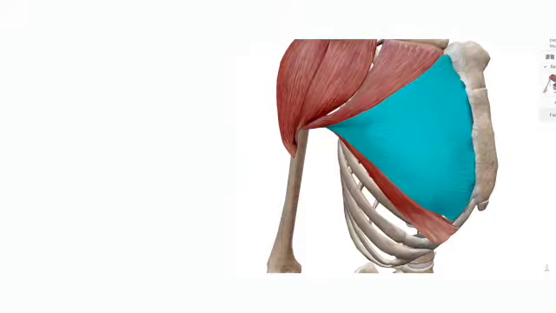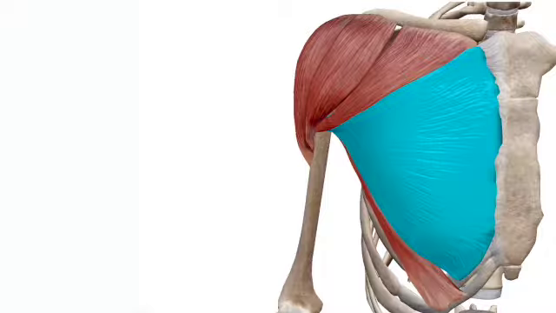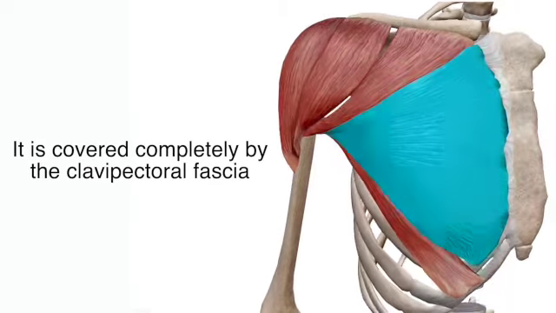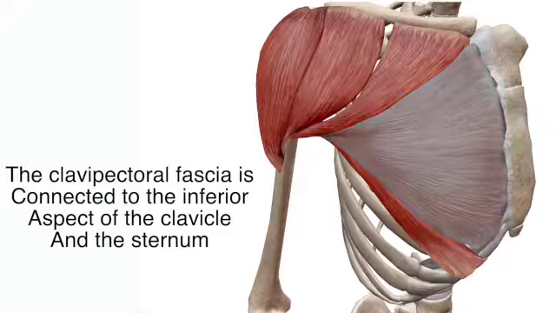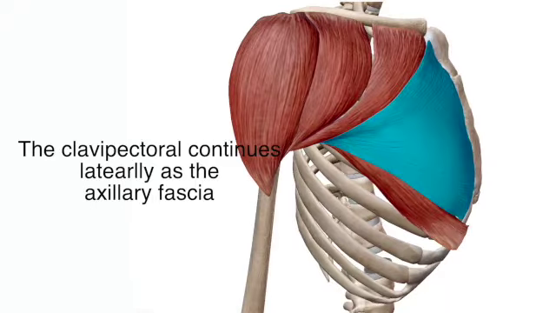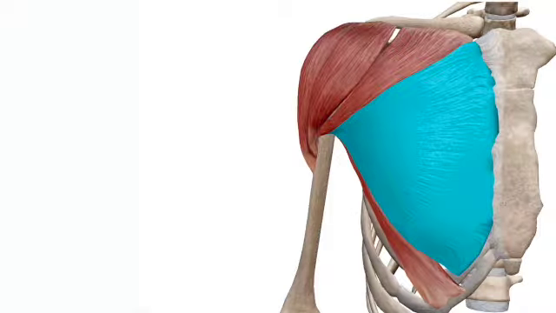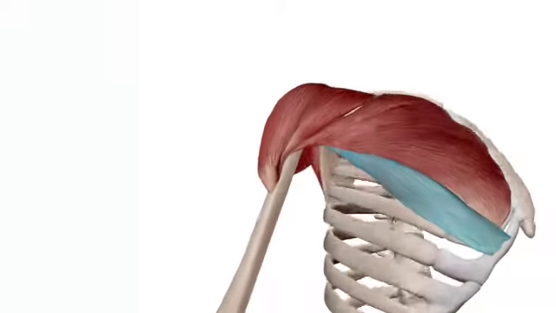Pectoralis Major. The pectoralis major is a flat, fan-shaped muscle located on the superficial aspect of the anterior thorax. It is covered completely by the clavipectoral fascia, which is attached to the inferior aspect of the clavicle and the sternum. This fascia continues on the lateral side as the axillary fascia, which connects the pectoralis major with the latissimus dorsi and covers the adipose axillary tissue.